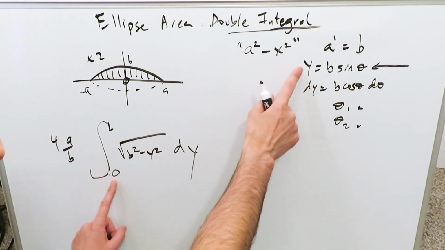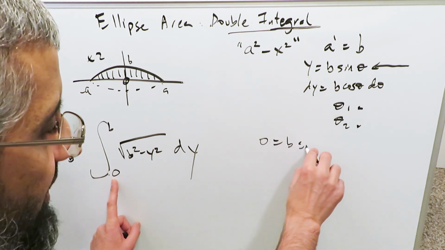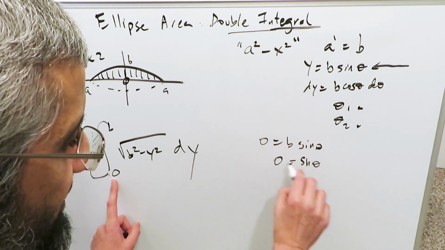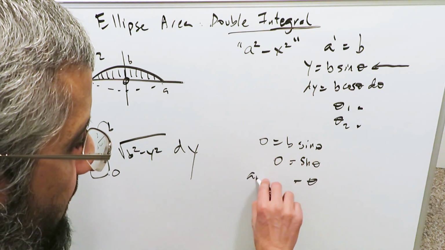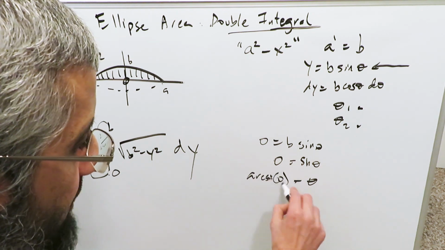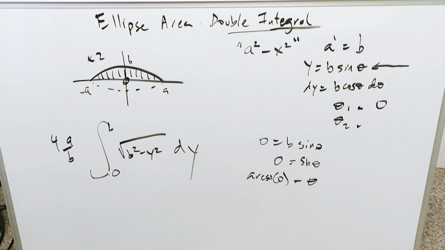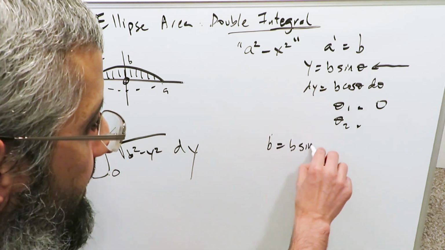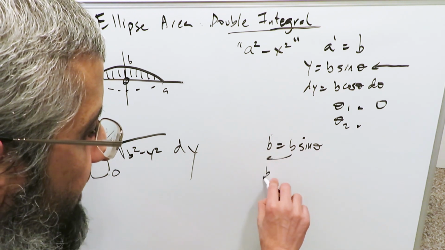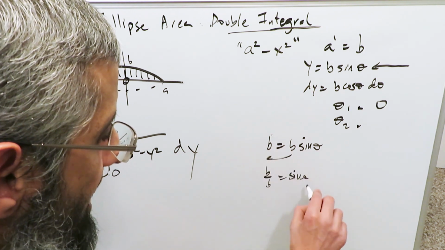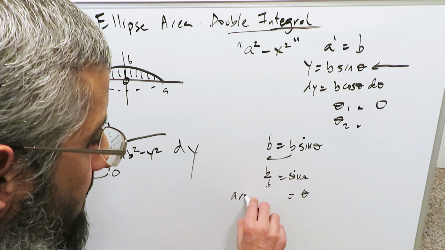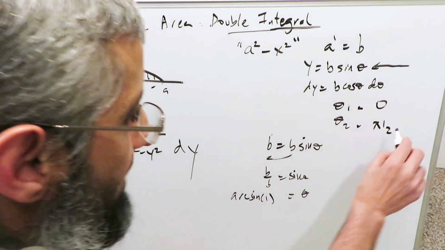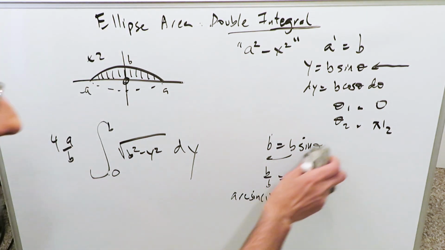You put the lower limit in place of y. I have a 0 is equal to b sine theta. You have sine theta is equal to 0 over b, which is 0. Theta is equal to inverse sine of 0, which is equal to a 0. So I know my first limit is a 0. Now you look at the upper limit, bring it in place of y. I have b is equal to b sine theta. Take this on the other side. B over b is equal to sine theta. And then I know theta is equal to arc sine of 1. Put it on your calculator, you get a pi over 2, and you have pi over 2. So everything is coming into play.